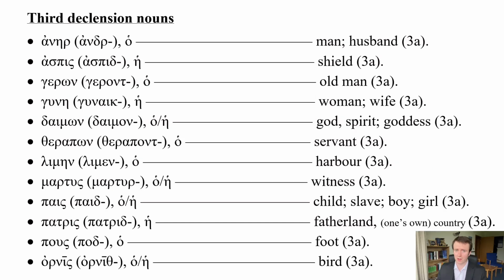We're now moving on to third declension nouns. And there is one thing that I need to note here, namely that I have added to the meanings of 2 of these nouns. In particular, I previously told you that aner means man. However, it can also mean husband. Similarly, I previously told you that gyne means woman. However, it can also mean wife.